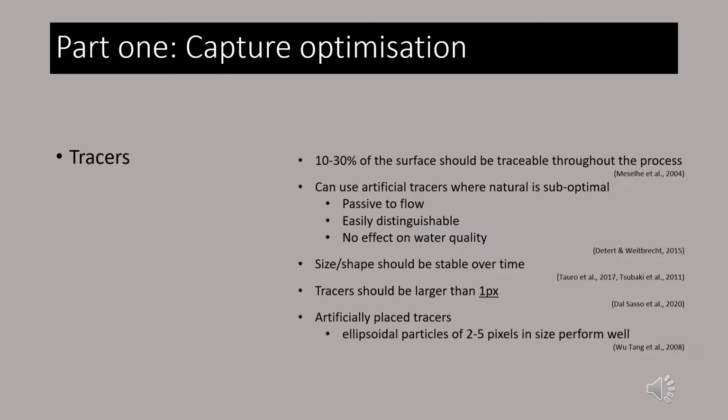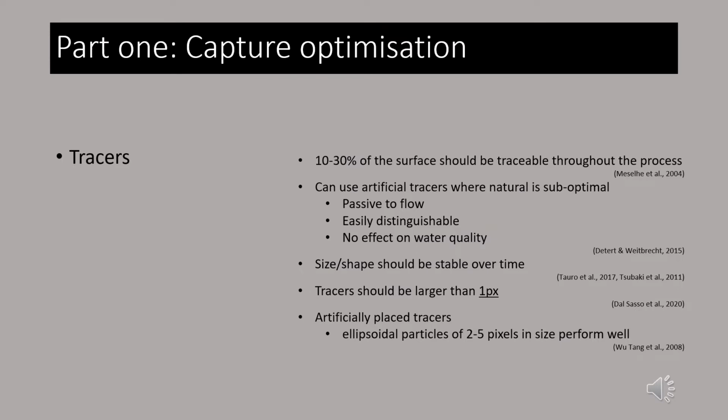So sometimes, where you're not doing a continuous study and traces aren't prevalent at all times, it's possible to actually use artificial traces such as bark or decomposable polymers, just so long as they're passive to the flow, they're easily distinguishable, and they have no effect on water quality. So that means that they're light enough to go along with the surface velocity, they're white where the background is black and black where the background is white, and they don't have any effect on the ecology.